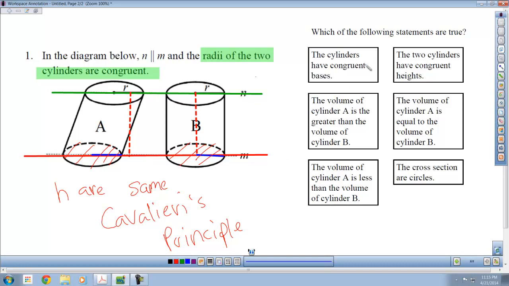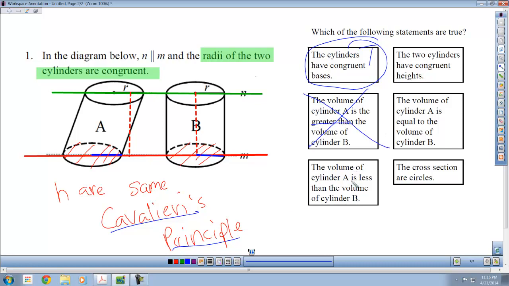This one says the cylinders have congruent bases. Well, would those circles be the same if they have the same radii? Definitely, that is true. So I'm going to circle that. The volume of cylinder A, the oblique one, is greater than the volume of cylinder B. Well, because of Cavalieri's principle, we know that they have the same volume, not greater volume, so that is false. I'm going to cross that out.